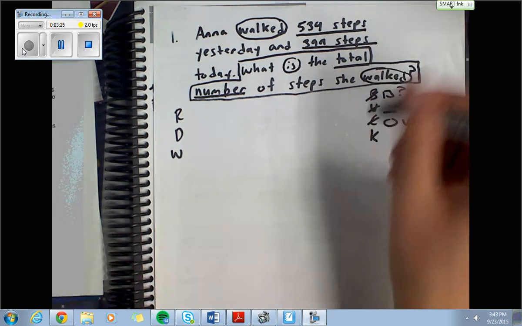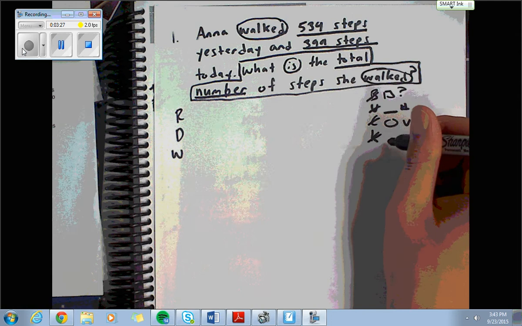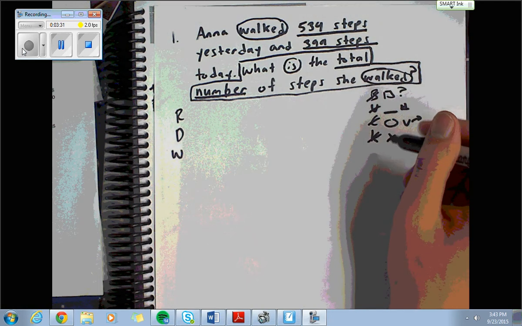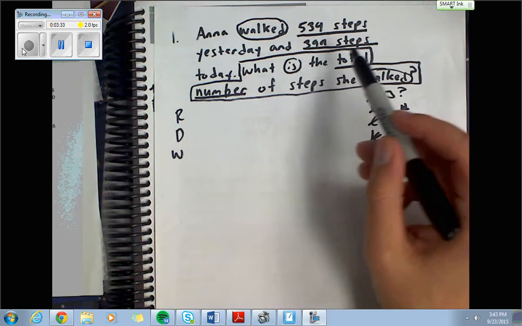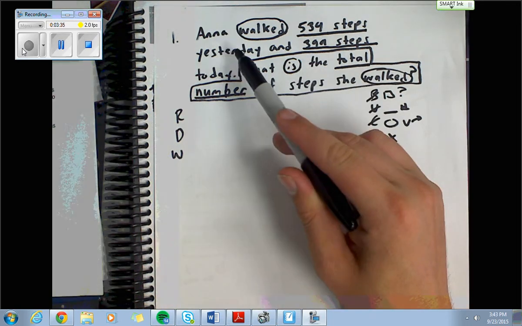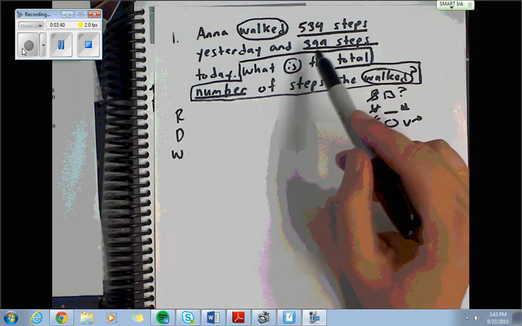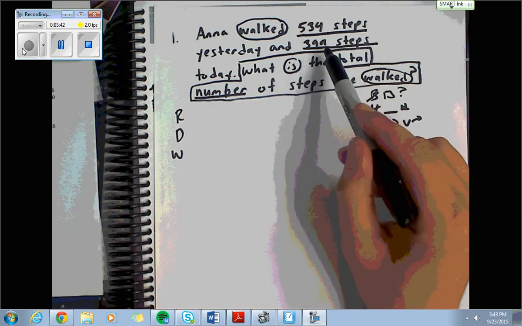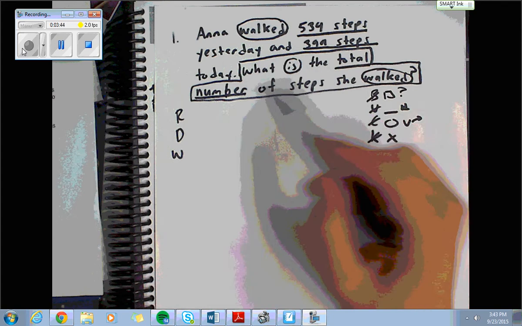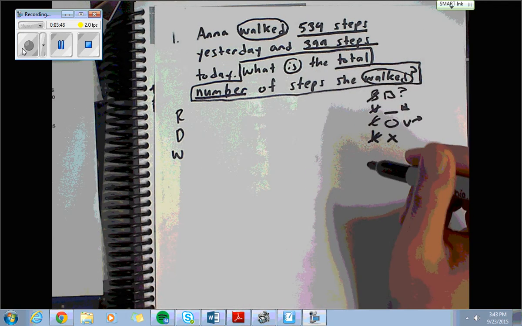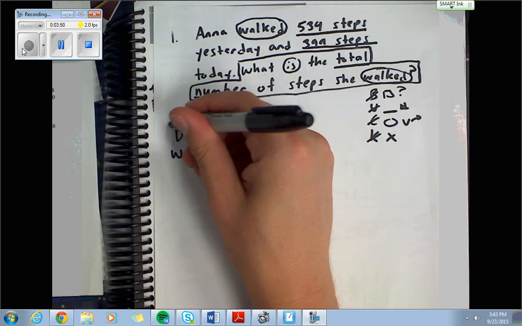And then K means kick out stuff you don't need. So that means we're going to get rid of things that we don't need for the problem. But to be honest, there's not a lot to kick out here. I do need to know her name for my response. I do need to know that she is walking steps. I do need to know the number of steps she walked. And I do need to know that we're finding a total number of steps she walked. So I'm going to keep it all in there for this problem. Okay, now that I follow my BUCK, I can go ahead and cross off my R.